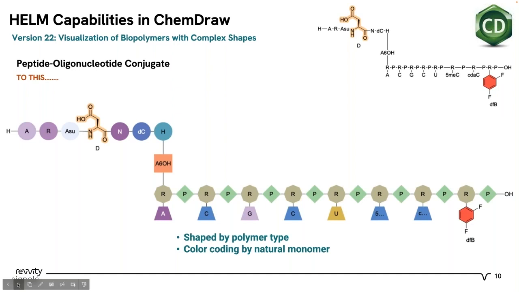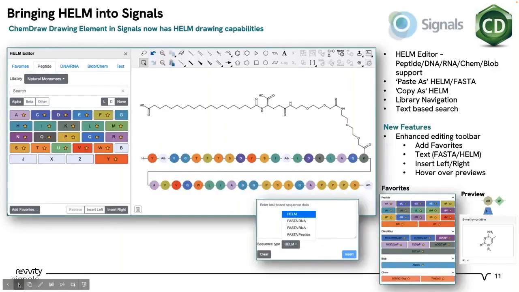So you may have actually seen this graphic representation in Signals already. It's been around for just a little while. However, what's actually been missing until very recently is the ability to actually build the new biopolymers in Signals Notebook itself. So since the 22 release of ChemDraw Desktop, we've actually turned our focus to bringing the Helm editing functionality into ChemDraw JS, which is the ChemDraw component used in Signals Notebook. And so I'm happy to say that what I'm about to show you and talk about today is actually now in beta in Signals Notebook.